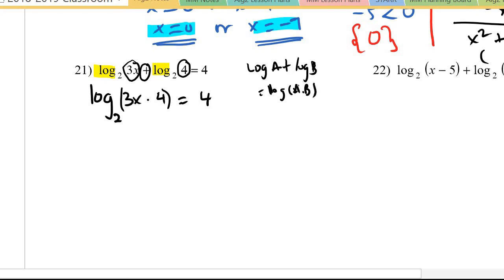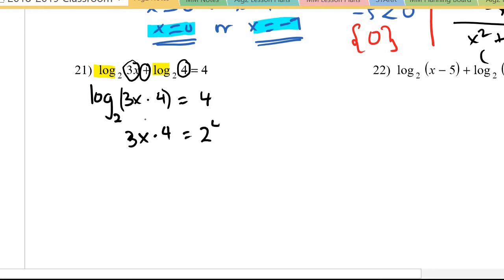All right. So now we're ready to get rid of the log by writing this in exponential notation. So we look like this. 3x times 4 is 12x. Let's write it out first. 3x times 4 equals 2 to the power of 4. Like we learned in class, this is 2 to the power of 4 equals this, okay? Now we're going to multiply 3x times 4 is 12. Okay, so 12x equals 16 because 2 to the power of 4 is 16.